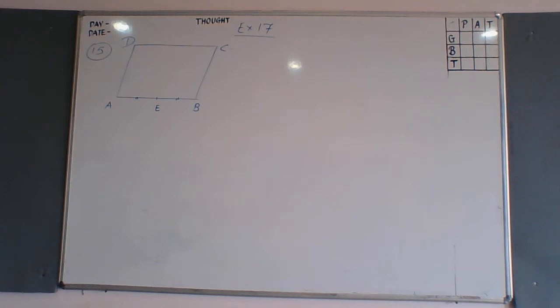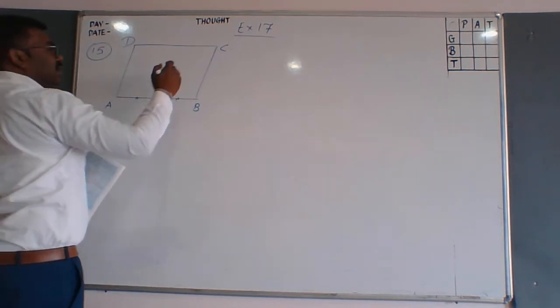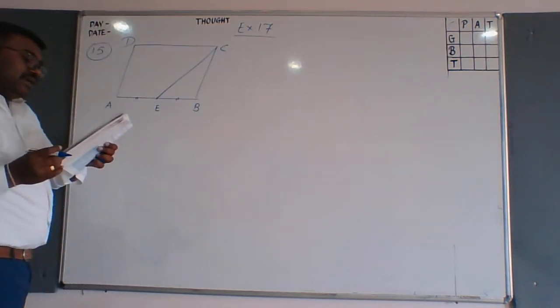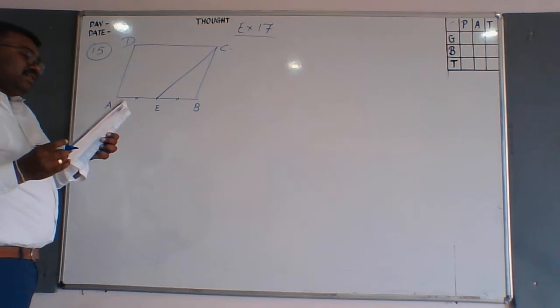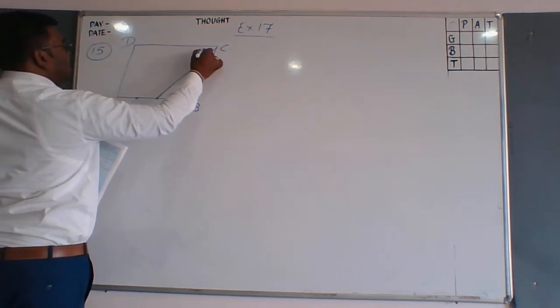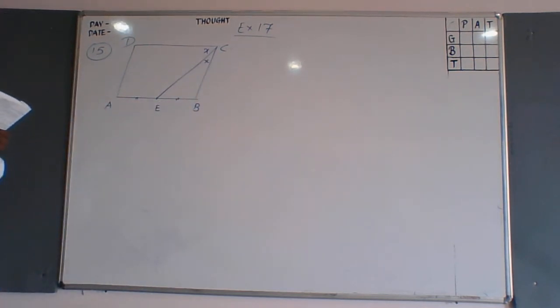Okay. Then the second thing that is given to us, and CE. Let us join this C and E. CE bisects the angle BCD. BCD. It is the angle bisector. That means these two angles are equal. Okay.